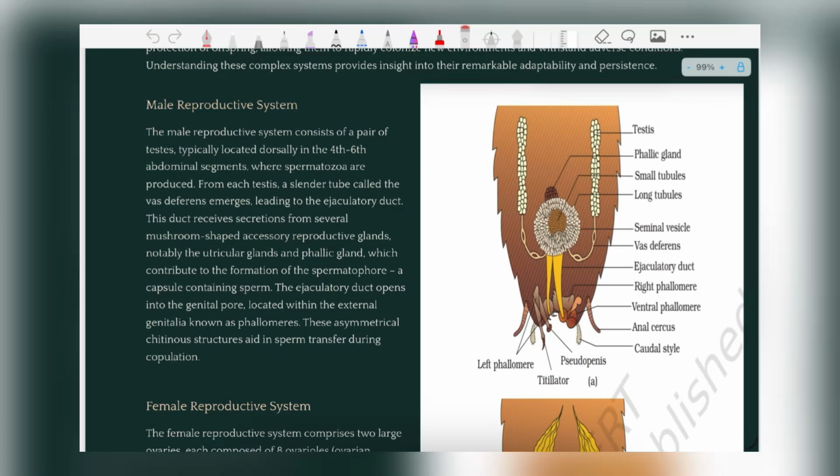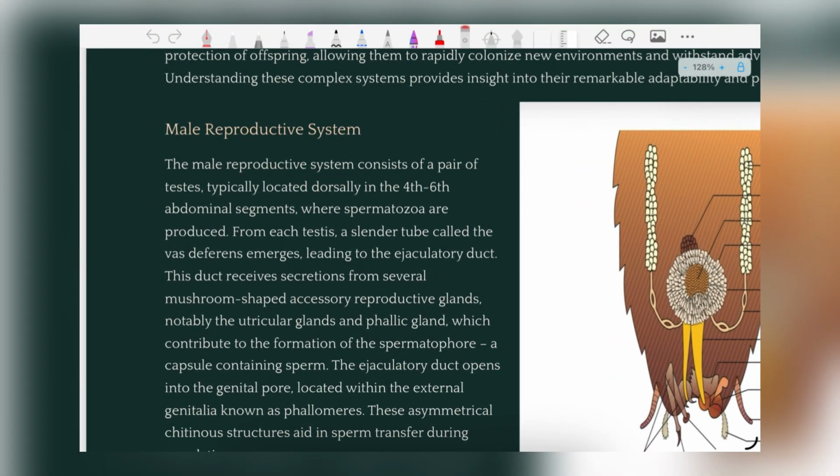This is the left phallomere. The male reproductive system consists of a pair of testes, typically located dorsally in the fourth to sixth abdominal segment, where spermatozoa are produced. From each testis, a slender tube called a vas deferens emerges, leading into the ejaculatory duct.